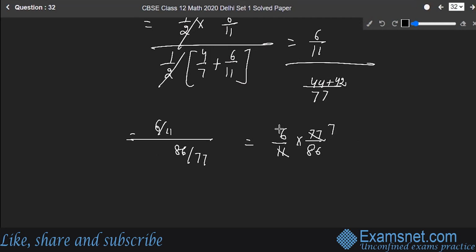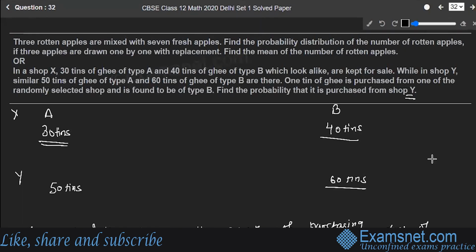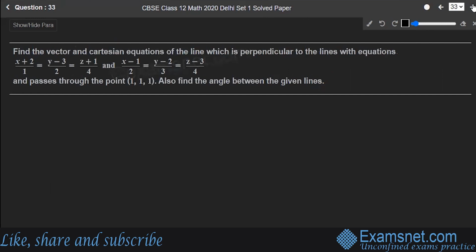So this will give you 3 and 43. That's 21 upon 43. This is the answer to the question. Hope you got that. So the probability that type B ghee is purchased from shop Y is equal to 21 upon 43. Hope you got that. So let's move to the next question, number 33.